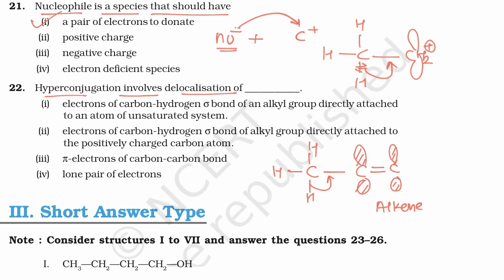Electrons of carbon hydrogen sigma bond of an alkyl group directly attached to an atom of unsaturated system. Now this is a correct statement. Electrons of carbon hydrogen sigma bond of alkyl group directly attached to a positively charged carbon atom. This is also correct. Pi electrons of carbon carbon bond. This is incorrect. Lone pair of electrons. This is also incorrect, and hence the correct answer is 1 and 2.